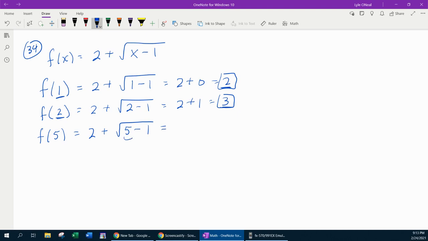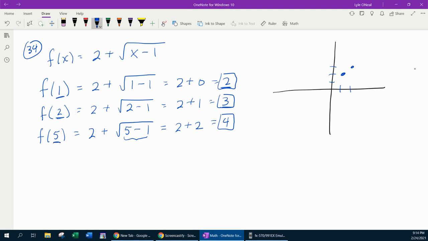Here we go. 5 minus 1 is 4, and the square root of 4 is 2. 2 plus 2 is 4. Now, let's go to the graph. So the first ordered pair would be 1, 2. Next ordered pair would be 2, 3.